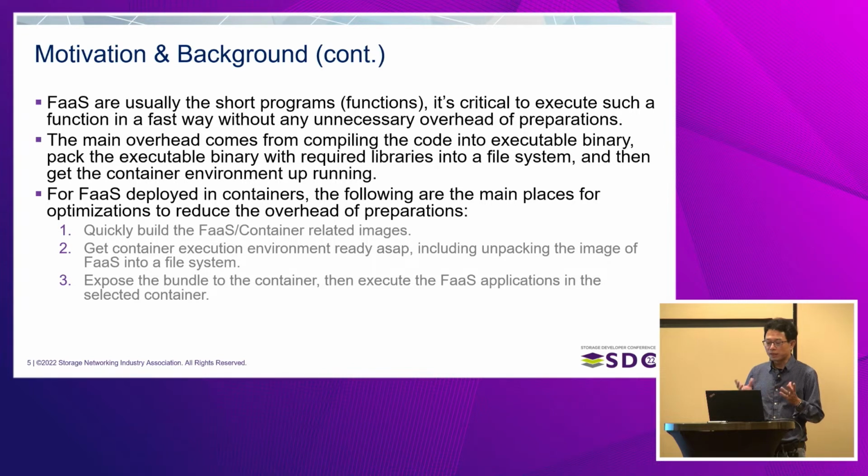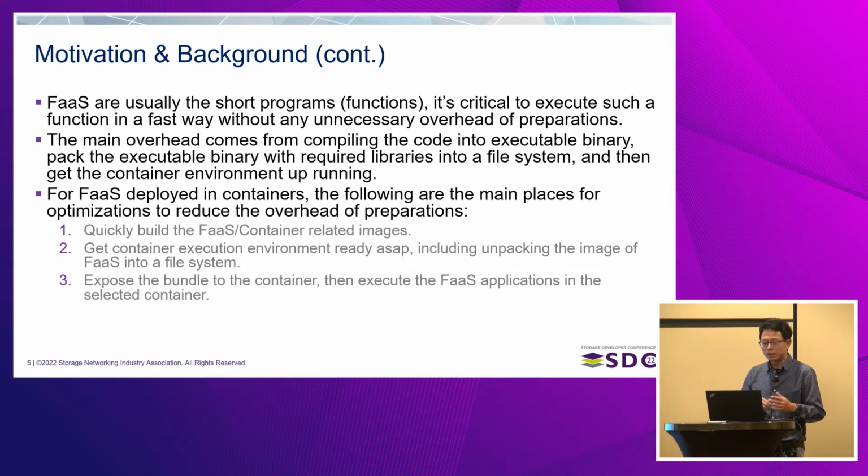The main overhead comes from a few places. First, because function as a service is about functions, you typically just write code. So someone needs to compile the code into an executable binary, and then you have to pack that binary with all the libraries you need and put them into a file system. And then you get the container, because this function runs inside a container. You want to get that container environment up and running as fast as you can, so you can improve the elasticity and scalability of function as a service.